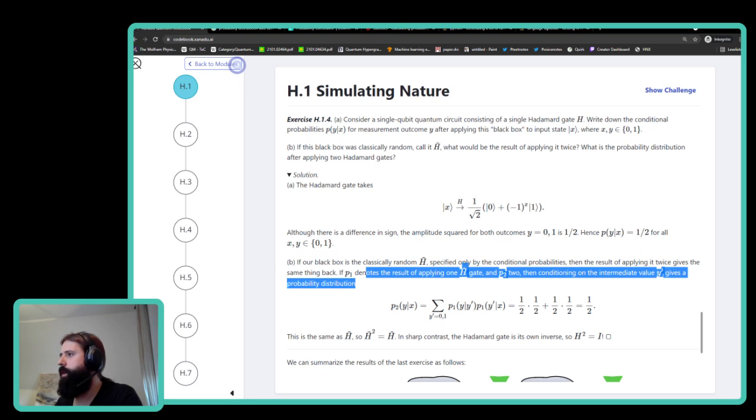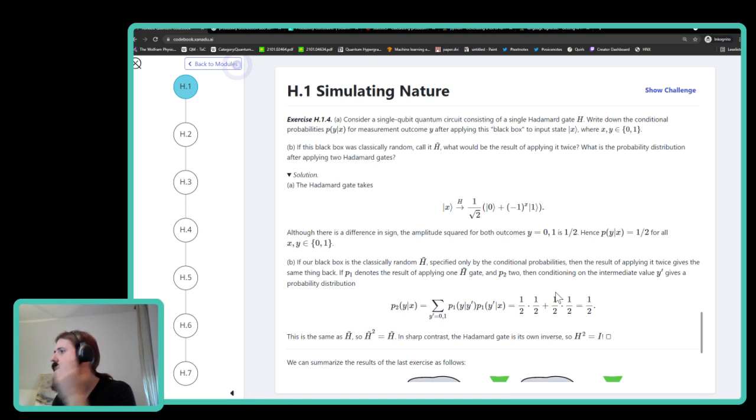So if P1 denotes the result of applying one classical Hadamard gate, and P2 then conditioning on the intermediate value y prime, gives a probability distribution. So observing y given x, right? Okay, so what do they do here? It's P1 observing y prime over x, so the probability of observing, and then it's a sum over the possible values.